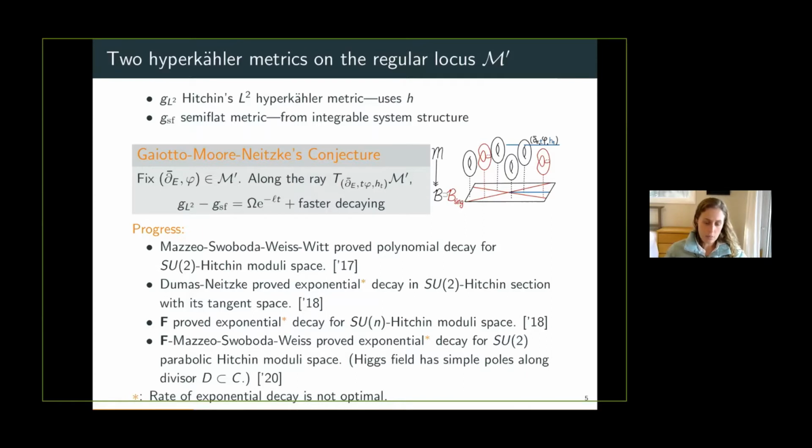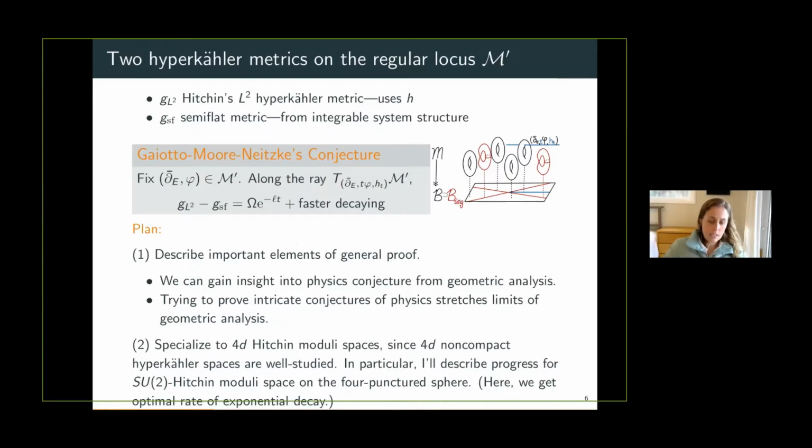So what I wanted to talk about in the rest of this talk is the question about the interplay of math and physics, and how geometric analysis gives you insight into the physics conjectures, and then how these conjectures in physics also stretch the limits of geometric analysis and raise some problems to get around. And so I wanted to describe a little bit about what we've done and what the difficulties were. And then lastly, I wanted to specialize to the four-dimensional Hitchin moduli spaces.